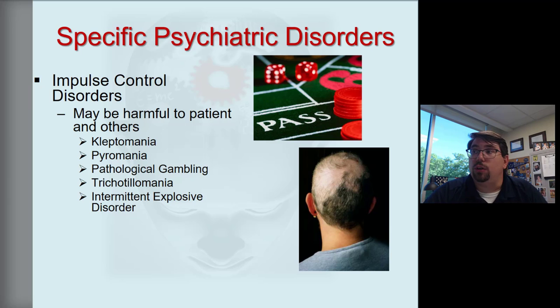We also know that kleptomania refers to stealing, and trichotillomania is where they start to actually pull out their hair. You may see that in the eyebrows or the actual hair itself.